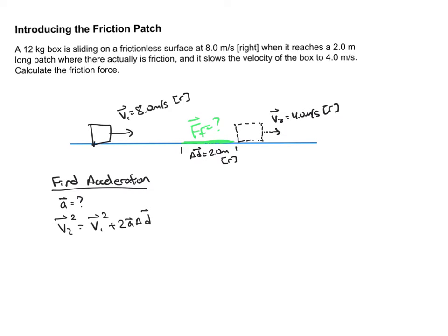And isolate this for acceleration. The first thing I'll do is subtract the V1 squared, so I'll have V2 squared minus V1 squared. And then I also need to divide by 2 and divide by displacement. So that is the isolated formula. Plug in those values.